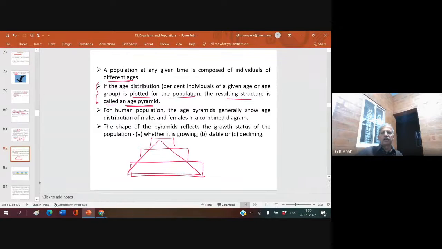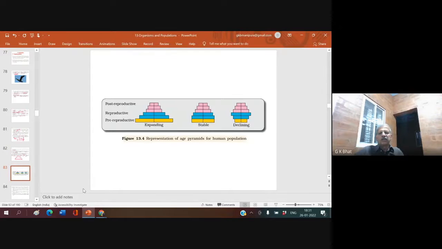For the human population, the age pyramid generally shows the age distribution of males and females in a combined diagram. As I told you, with regard to population numbers, we say this much of female to this much of male, but as far as the pyramid is concerned, it is a combined diagram. The shape of the pyramid reflects the growth status of the population, whether it is growing, stable, or declining. We have three types of pyramid for human population age. This is the representation of the age pyramid for human population. This is expanding. This is stable. This is declining.